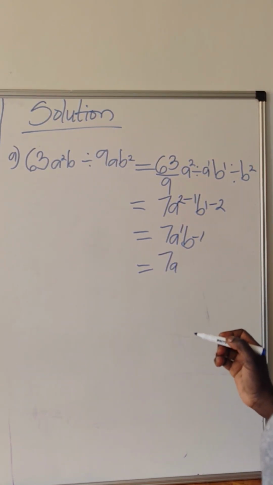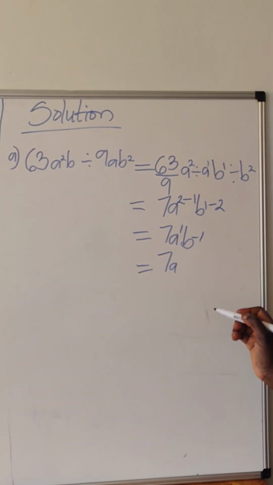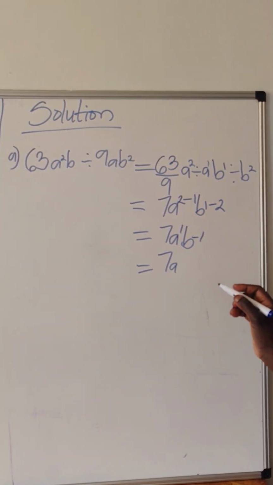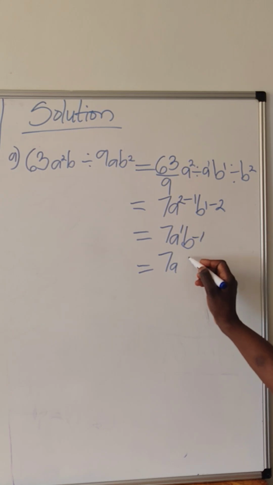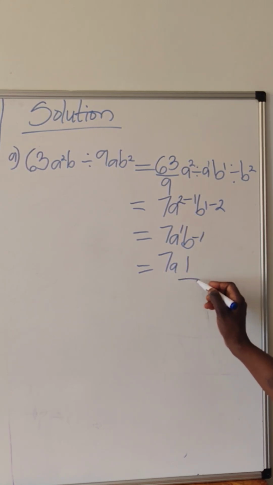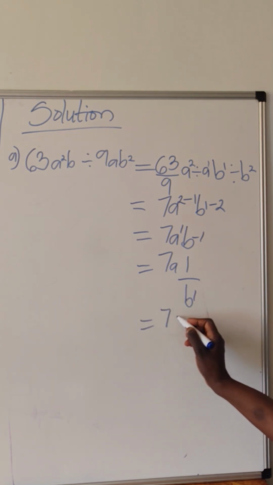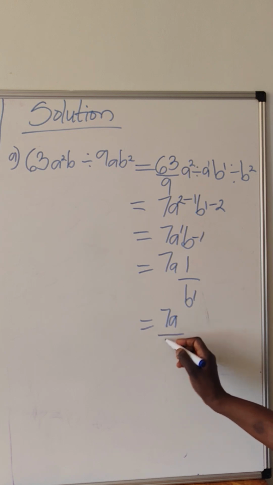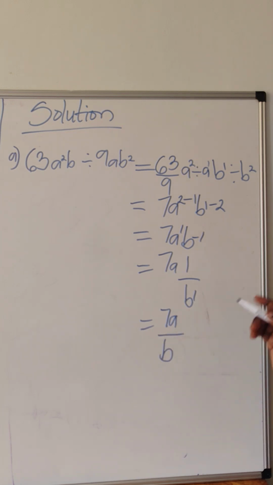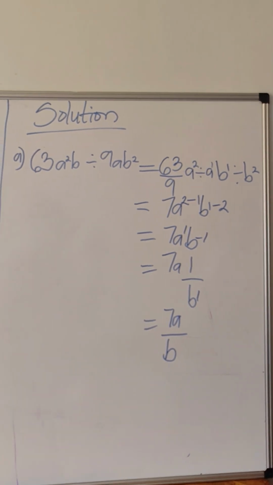7a, and b raised to power minus 1 will give us 1 divided by b raised to power 1, which will give us 7a divided by b, because b raised to power 1 is the same thing as b. So this is the final answer, viewers, for the first example in this video. We move to the second example.